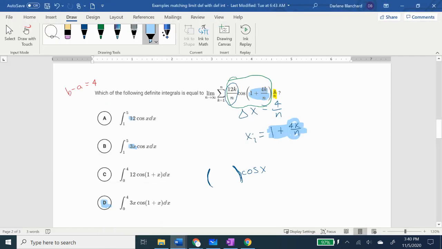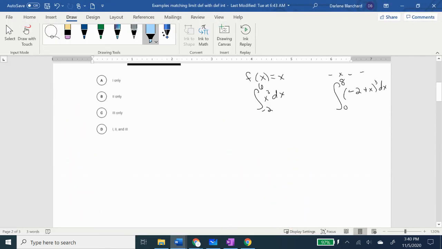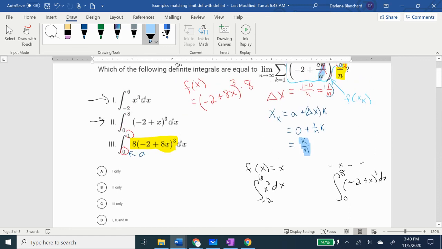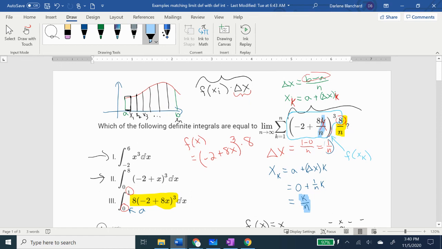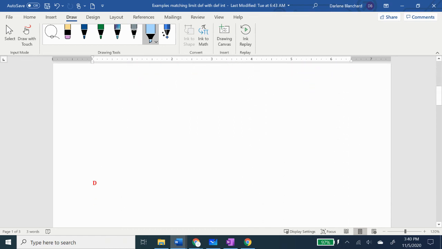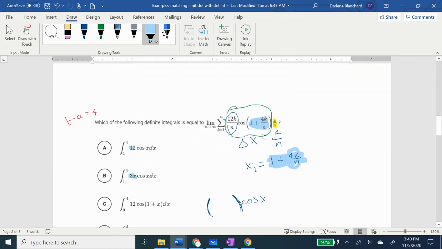And so that takes you through a bit of how you can try to determine what definite integral is being represented by a limit sigma.